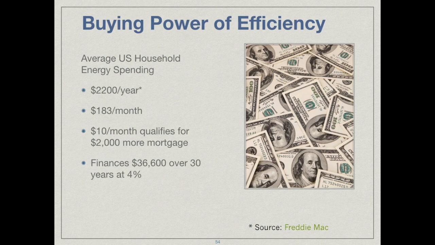When you talk to a lender or a real estate broker, they'll tell you that for every $10 a month in income, you are eligible for $2,000 more in mortgage amount. So there's a pretty direct relationship between the amount of income you have and the amount of mortgage that you can afford to pay and afford to qualify for. If you take that $183 a month and buy more house, you have $36,000 to work with. You can invest $36,000 more in your house, and that's pretty much what it's going to take to get to a zero energy house.